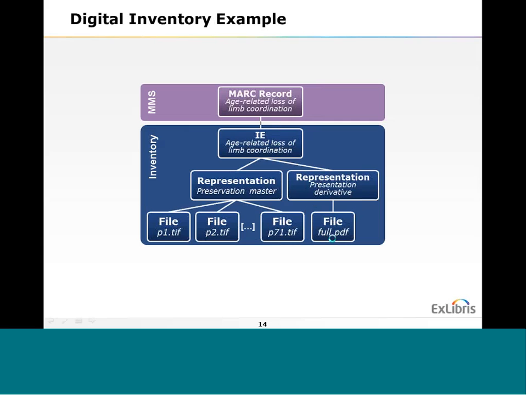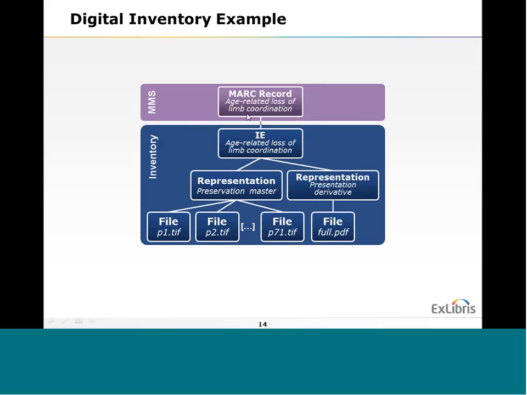Let's look now at digital inventory. And digital inventory is similar to print inventory in terms of the hierarchical structure. So once again, we have the bibliographic record up at the top. We have the intellectual entity that links the bibliographic record ultimately to the holdings in a physical example. But in the digital inventory example, it hooks to what we call a representation. And a representation bundles together files.